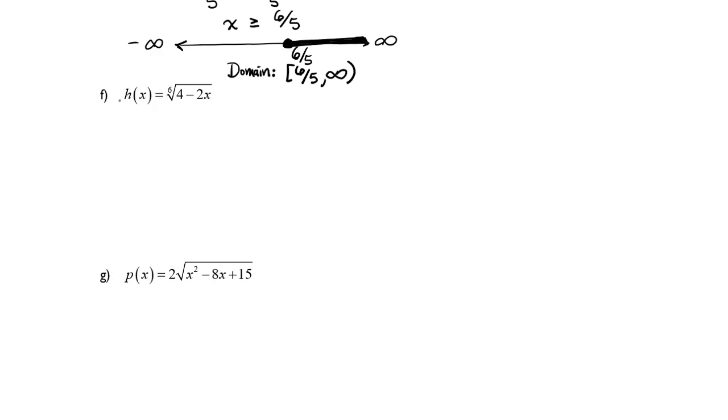Now let's take a look at example F. We have h of x equals the 6th root of 4 minus 2x. Remember, we check two things. We check, does the function have a fraction in it? In this case, no. And does the function have an even root in it? And in this case, it does. The even root is the 6th root of 4 minus 2x. That means that the radicand, or the guts of the radical, has to be greater than or equal to 0.